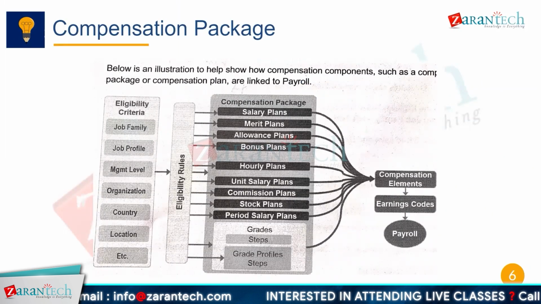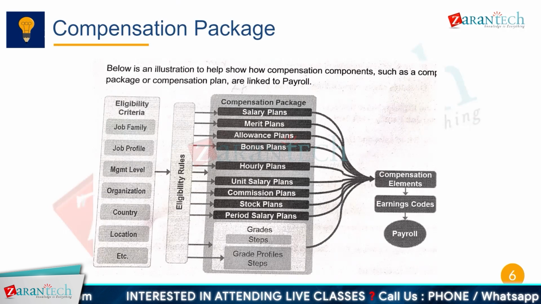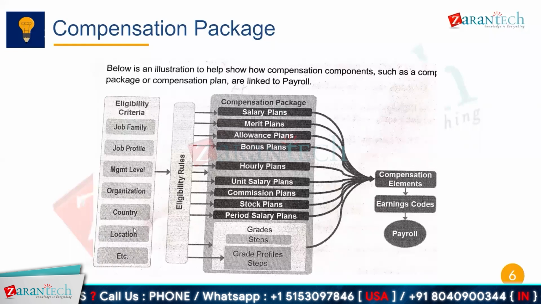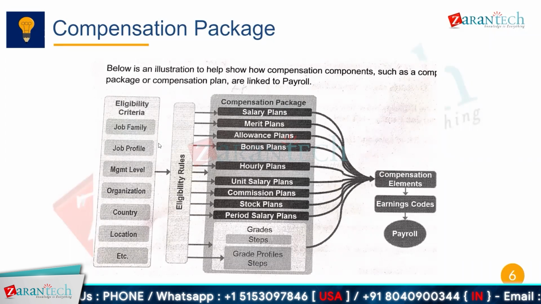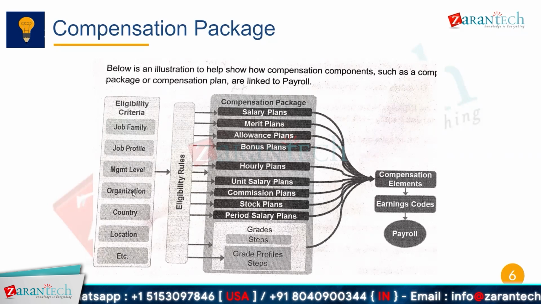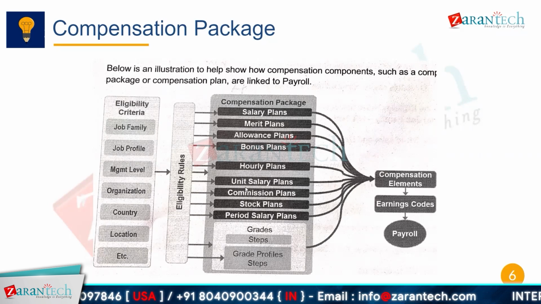The below is an illustration to help show how compensation components such as compensation package or compensation plans are linked to payroll. Our eligibility criteria, such as job family, job profile, management level, organization, country, location, etc., define the base of the eligibility rules criteria. So a combination of these or some of them define the rules of eligibility. Then the eligibility rules define what is available for that particular worker.